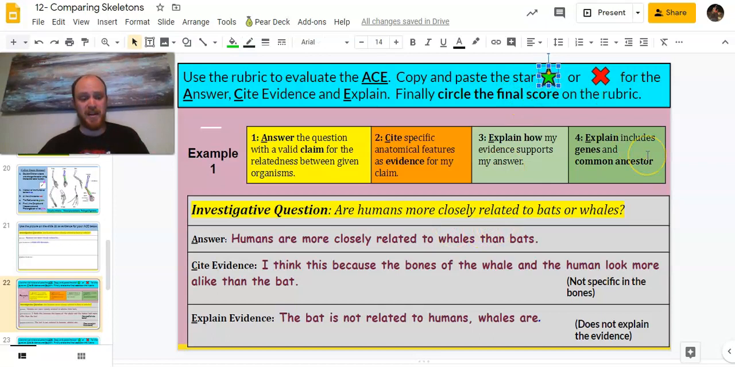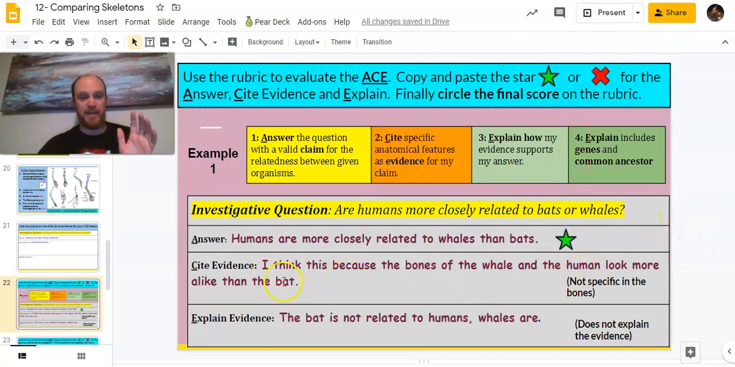So I'm going to click on the star. I'm going to hold Control with my pinky, and then I'm going to tap C and it copies it. And I'm going to tap V and it pastes it. And I can drag this down here. This is not very specific evidence. It does not talk about specific bones.